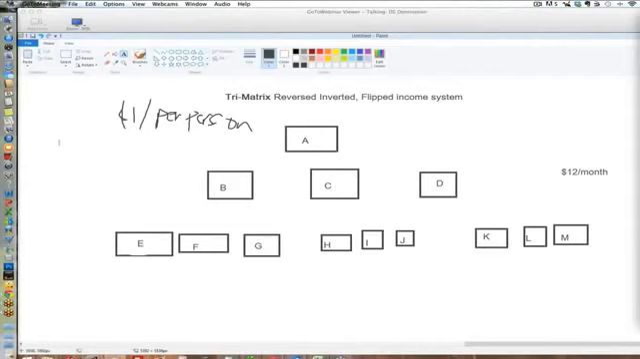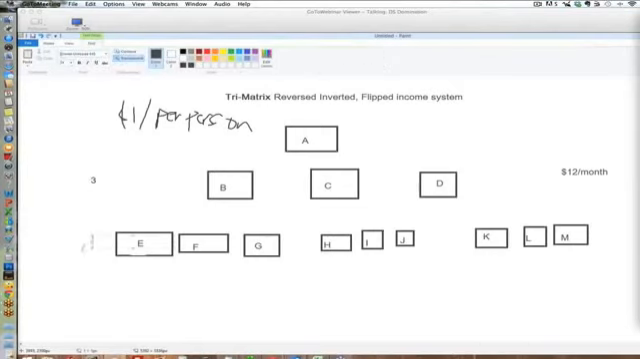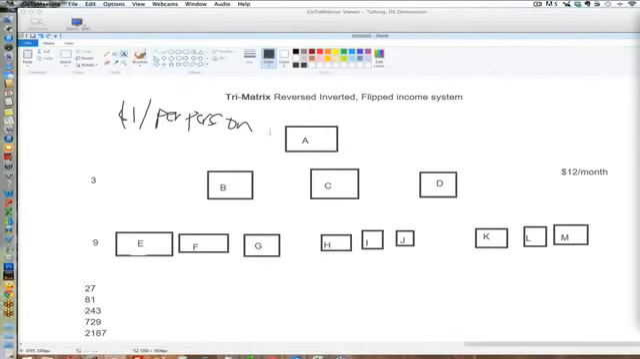So what we have here is a 3 by 7 matrix. That means everything goes 7 levels deep. So this is A, and here's A's level 1, level 2, level 3, level 4. A's level 1 has 3 people, level 2 has 9 people, level 3 is going to have 27, then 81, then 243, then 729, and then 2187. Those are going to be the total number of people in A's matrix.